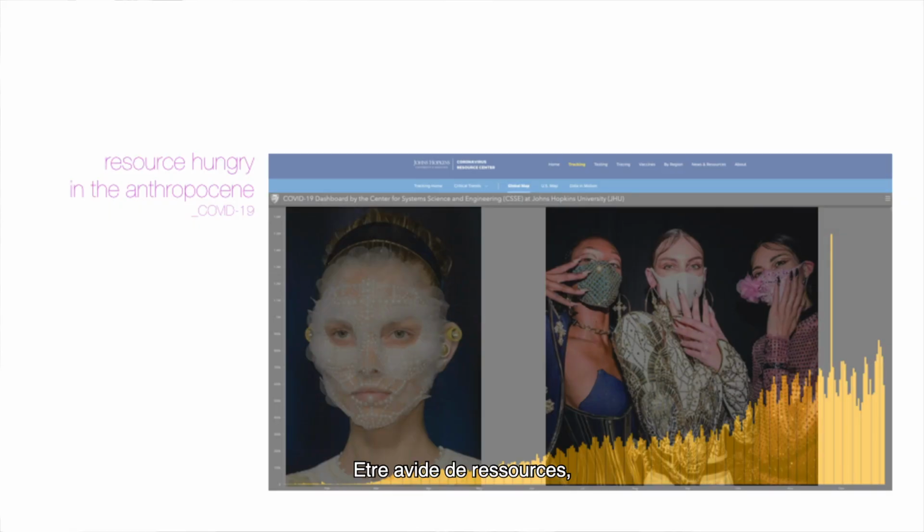Being resource hungry, this brings me back to the Givenchy jewelry and the mask. And what we are seeing here is a screenshot from the Johns Hopkins University homepage, where you can download, on a daily basis at least, the COVID-19 numbers all around the world. They are increasing, and again, it's us humans that caused this pandemic, right?